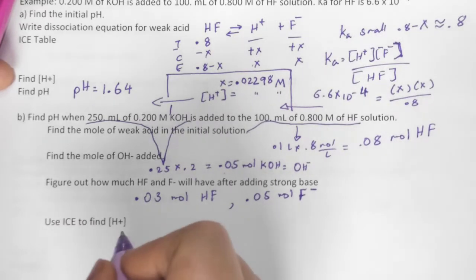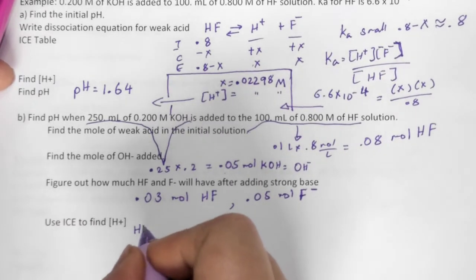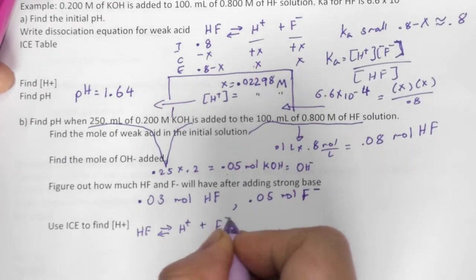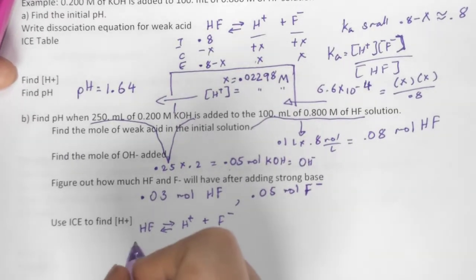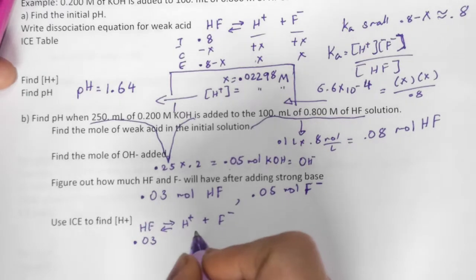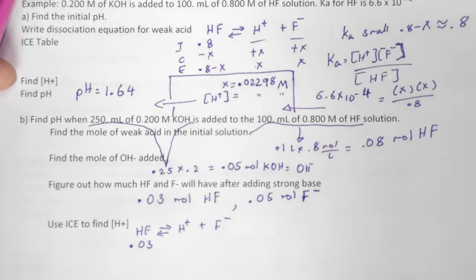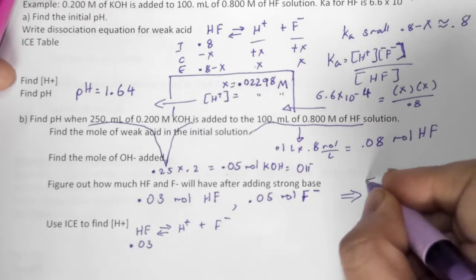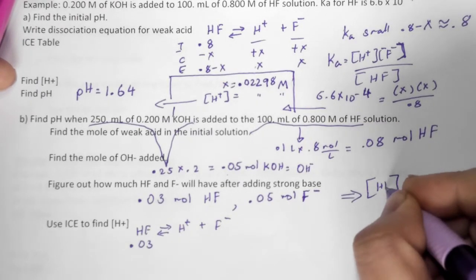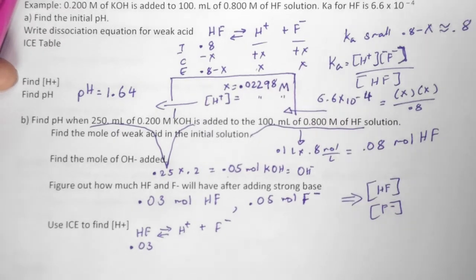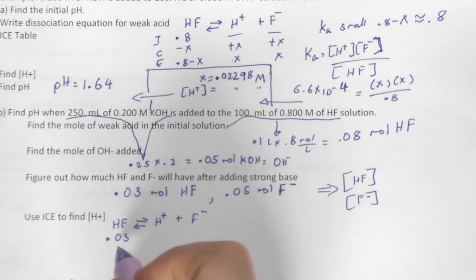All right, fine, ICE. You're going to write the Ka: HF, H plus, F minus, and plug in 0.03. Now, notice that you have moles, so I'm actually going to convert it to molarity, because it's a little bit easier to do it here. I'm going to do molarity first, and then plug in the molarity numbers.